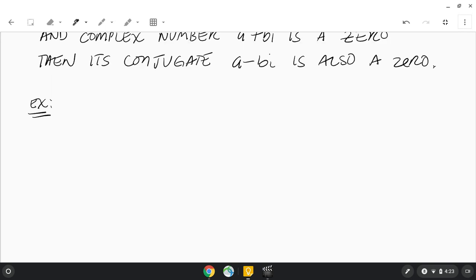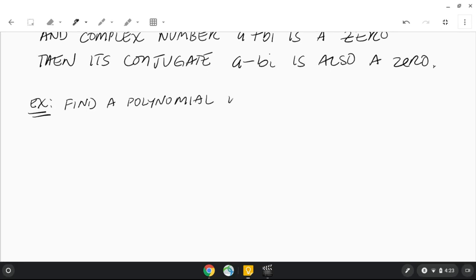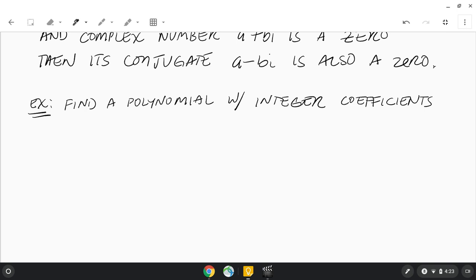All right, so let's try an example here. Find a polynomial with integer coefficients that satisfies the given conditions.